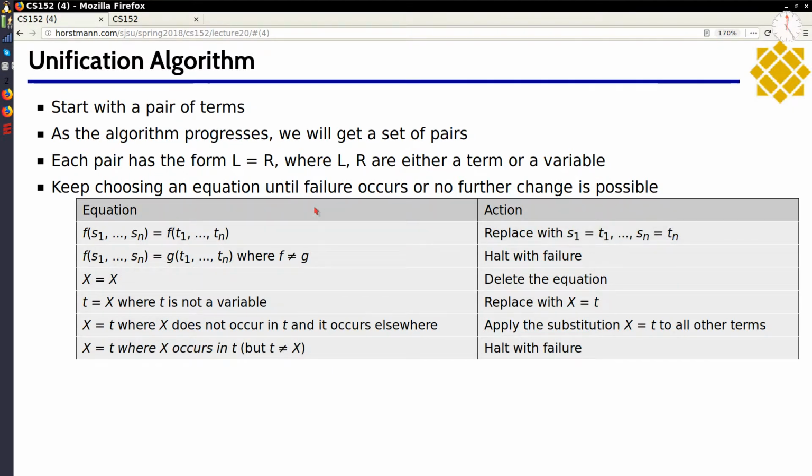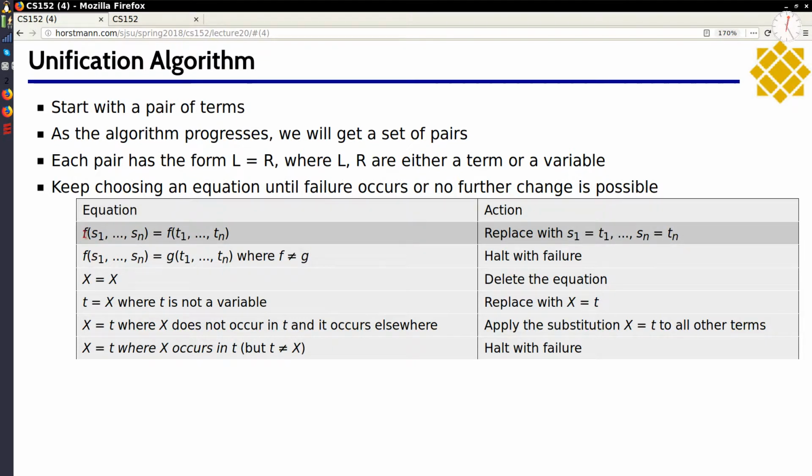So there are 6 cases. Let's say that you find an equation that has the same functor on the left and on the right, and it has the same number of arguments. In that case, you throw out this equation and you replace it with n equations where you say each of the arguments should be the same. Now you have more equations, but they're simpler.